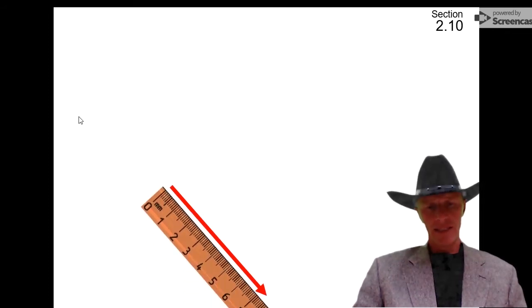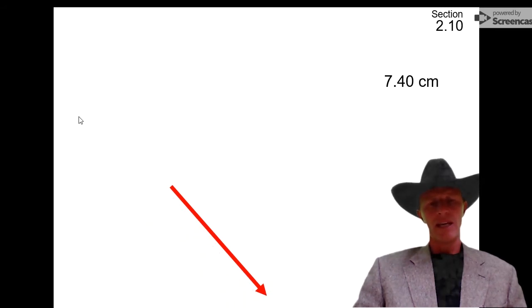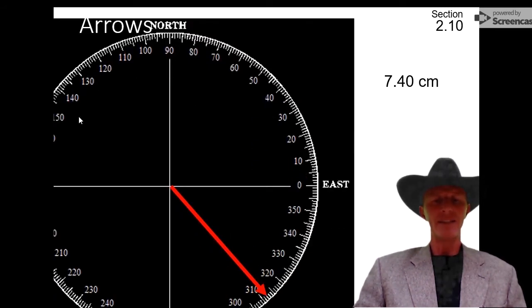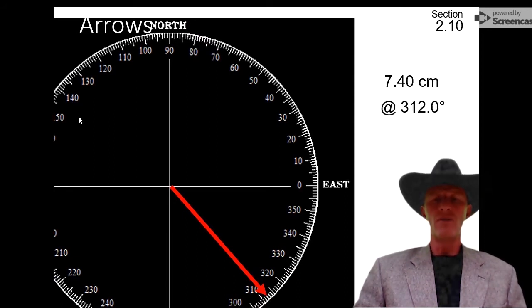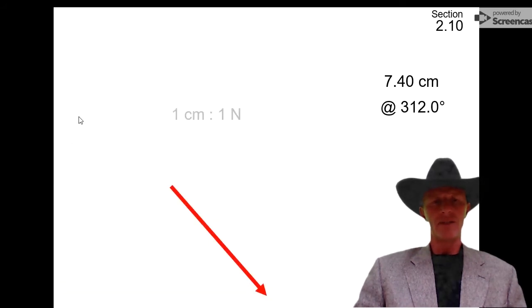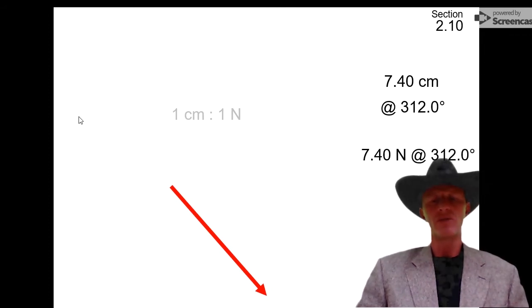All right, so let's continue our discussion here. We got another one that's about 7.40 centimeters long, and it is pointed in between east and south at about 12 degrees. So this one is going to represent a force. We're applying a force on an object. 1 centimeter is a Newton. The scale would change depending on who draws the vector. 7.40 centimeters would be 7.40 newtons of force we're applying at that direction.